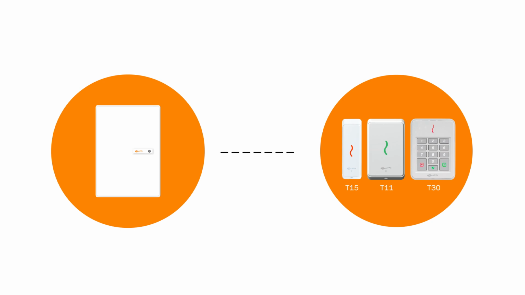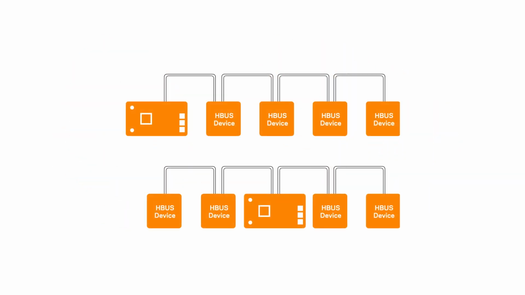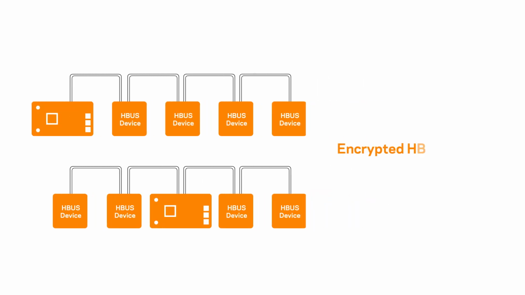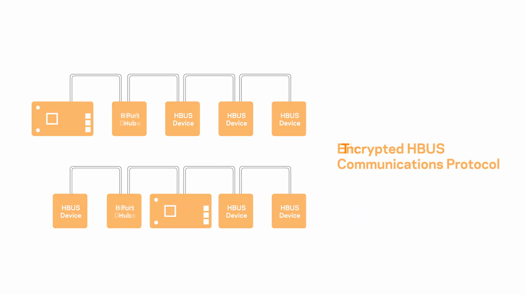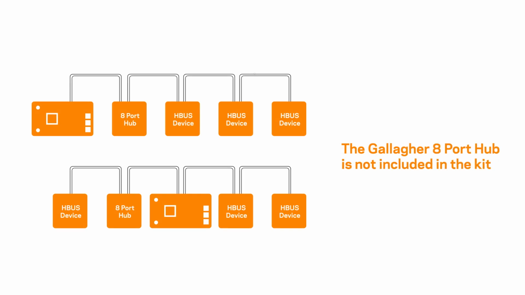The kit can accommodate T11, T15, and T30 readers. Readers can be daisy-chained to the RS-485 ports on the controller or star-wired to a Gallagher 8-port hub. Readers and boards communicate to the controller using encrypted H-bus communications protocol. Note: the Gallagher 8-port hub is not included in the kit.